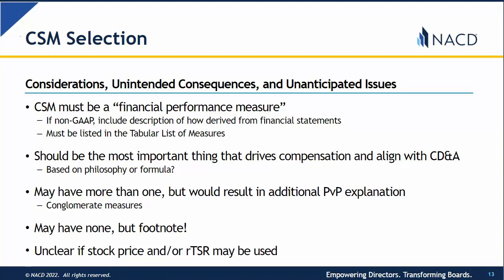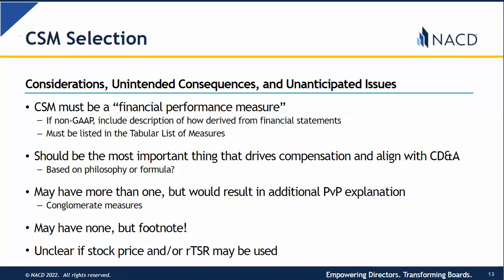Here is another tricky item: some companies might not even have another financial measure other than TSR and net income. If you don't have a third financial measure that actually drives performance, you don't have to include this column. It's probably a rare case, but if you don't have it, you don't have it. You can't make it up. So we would highly recommend that you footnote that you don't have another financial measure driving compensation.